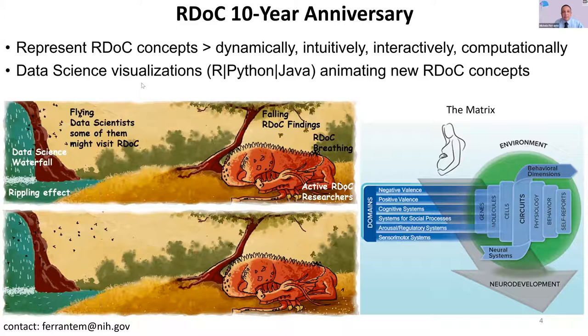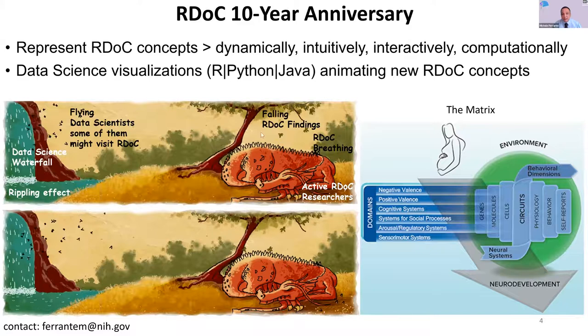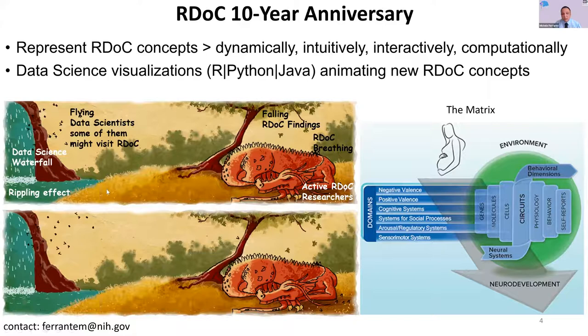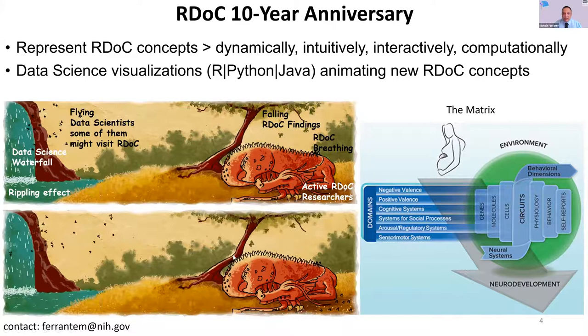It's the 10th year anniversary for our RDoC. And one of the things that I've been recently asked was to reimagine our RDoC through the use of this new data science technology. The main goal of this workshop is basically to move our figures from what's on the top, which is a figure that requires a lot of labels and a lot of explanations, to the figure on the bottom. The figure on the bottom is more dynamic and captures the whole phenomenon in a much clearer way.